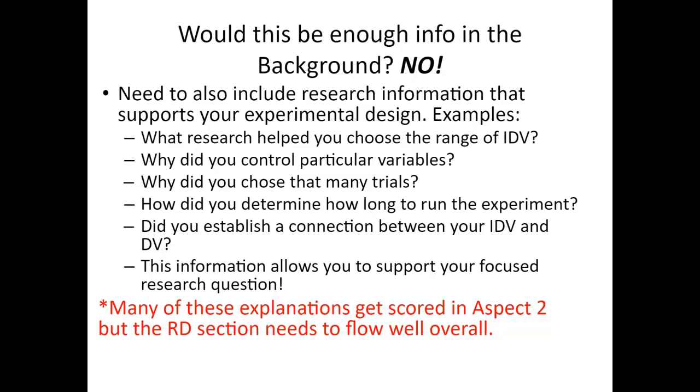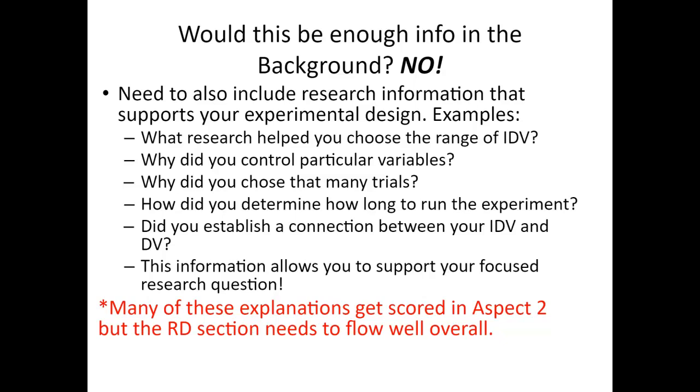Why did you control those particular variables? If you're saying you controlled temperature, why did you control temperature? Temperature affects the rate of osmosis, right? Warmer temperatures is going to speed up molecular motion. Colder temperatures is going to slow it down. So it's the why that has to get explained here.